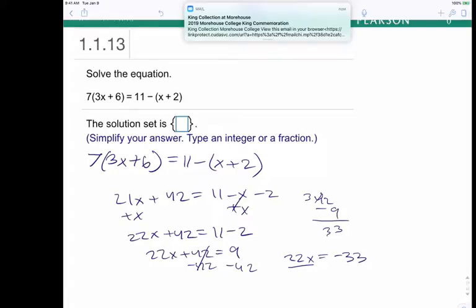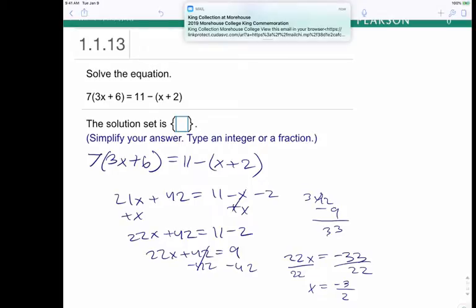You know what you do there? It's going to be a fraction over negative 33. Divide both sides by 22. You can simplify that more. So that's about right. I think it's about the best. What are these both divisible by? 11. Okay.